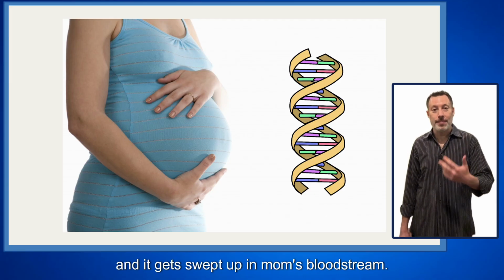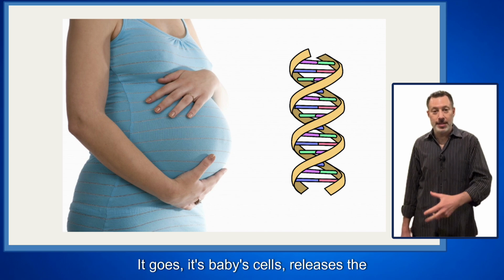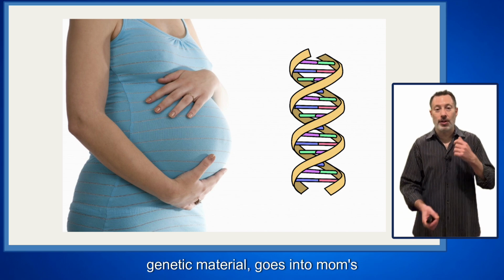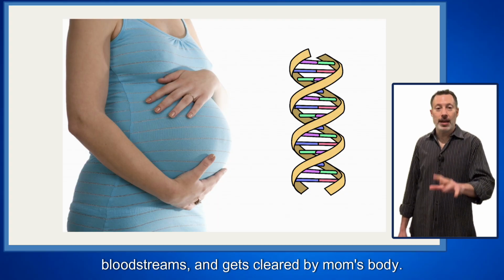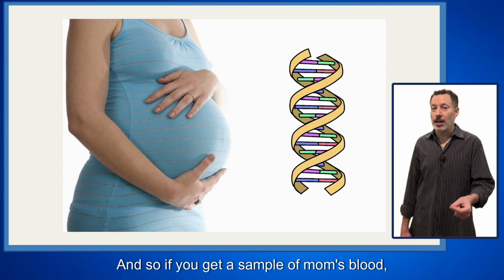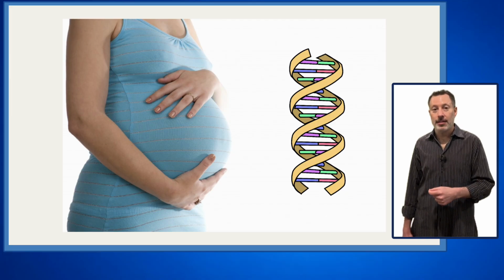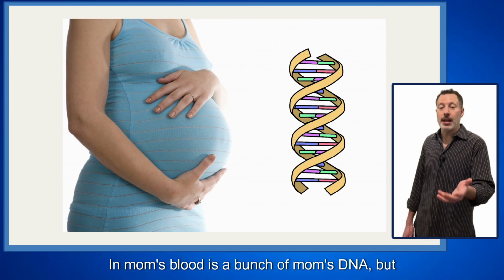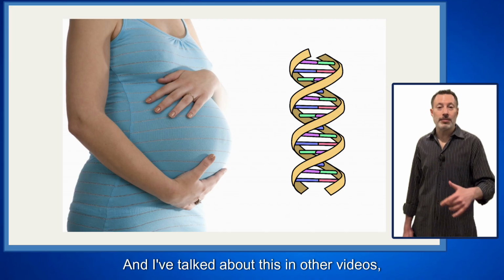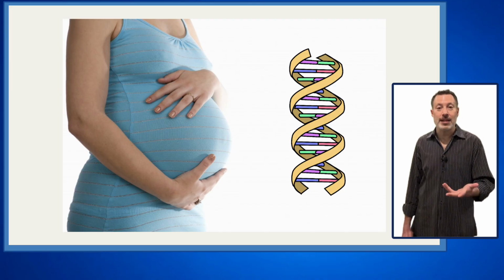And it gets swept up in mom's bloodstream. That's how we get rid of it. It goes, it's baby's cells, releases the genetic material, goes into mom's bloodstreams, and gets cleared by mom's body. And so if you get a sample of mom's blood, you can figure out something about baby's DNA. In mom's blood is a bunch of mom's DNA, but also baby's. And I've talked about this in other videos because it's a great example, for instance, about subject matter.